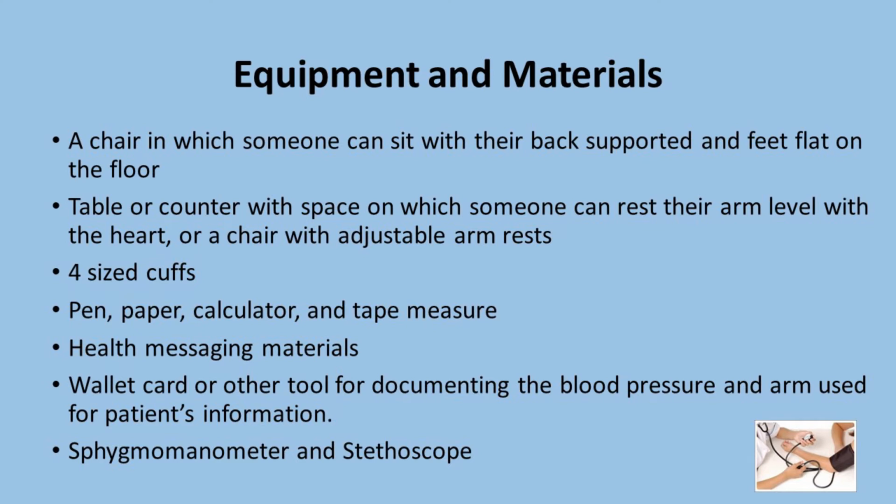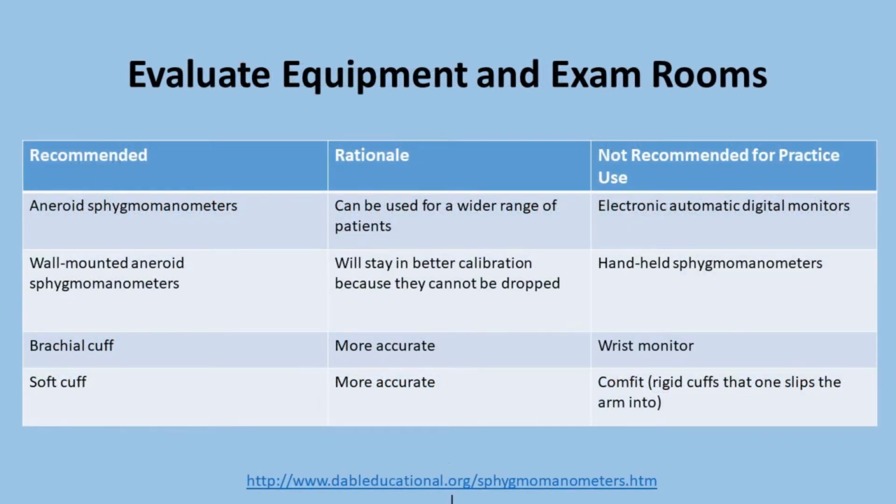A tape measure may be handy if there is uncertainty about cuff size. Health messaging materials should be convenient and accessible for the patient's education. A wallet card or other tool for documenting the blood pressure and arm used for the measurement should be available to give the patient. Aneroid sphygmomanometers that are wall-mounted are preferred. They are more accurate and stay in better calibration. Please check with the manufacturer of the equipment being used for guidelines on calibration.